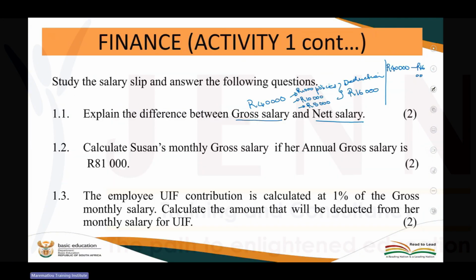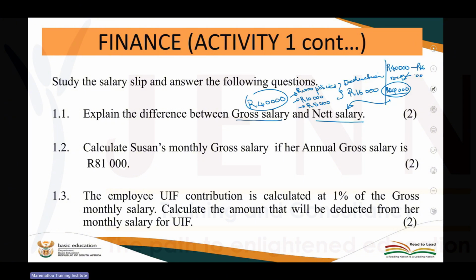Now it is 16,000. Let me write here. Yes, if you subtract that, remember you are left with 24,000. That 24,000 that is left after the deductions. These were the deductions, 16,000. And that will be your net salary. Gross salary is the money you receive before deduction, and net salary is the amount you get after deductions. Then you get your 2 marks. Very basic. We don't expect you to lose marks on such questions.